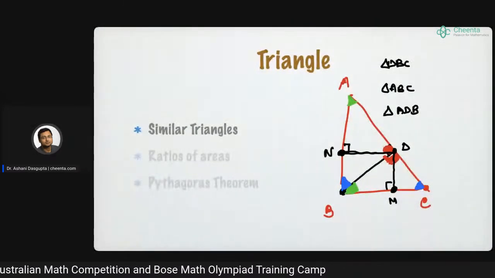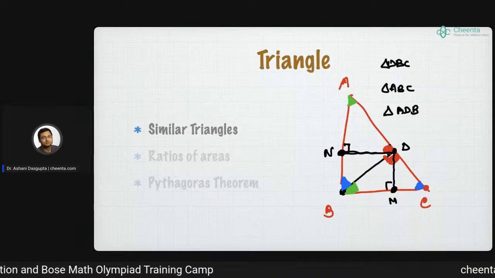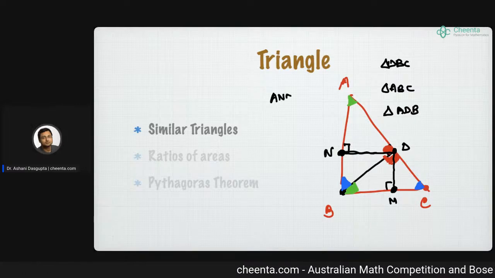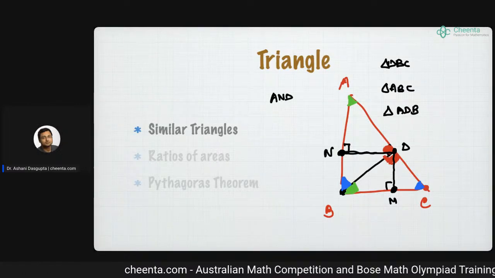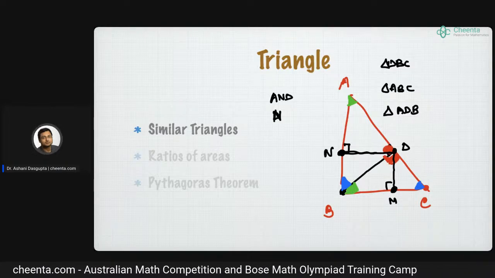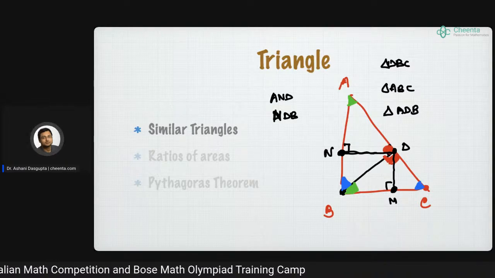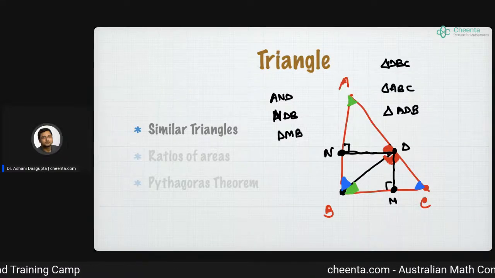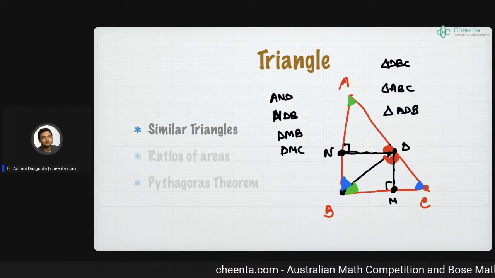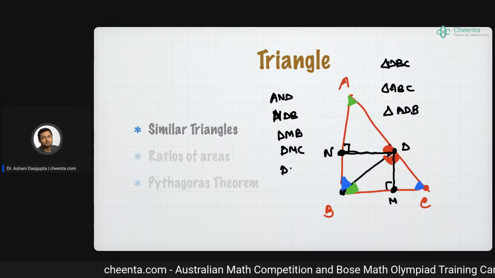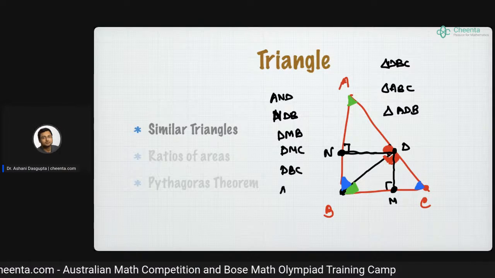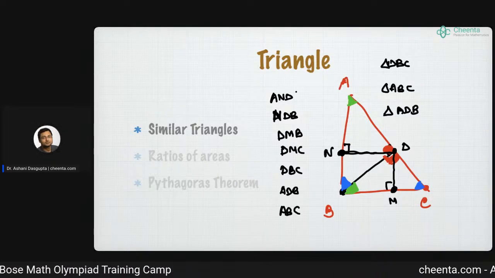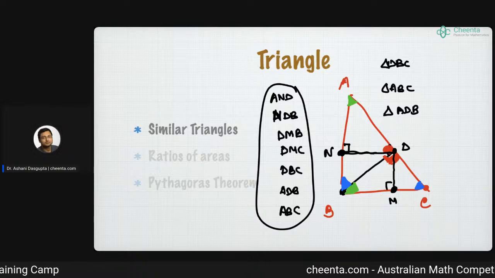Yes, according to me, there are 7 similar triangles. Those are AND. Okay, AND is similar to what? NDB. NDB, yes. DMB. DMB, correct. DMC. DMC, correct. DBC. DBC, that is correct. ADB. ADB, that is correct. And ABC. And ABC, that is correct. So we have 7 similar triangles in this picture.